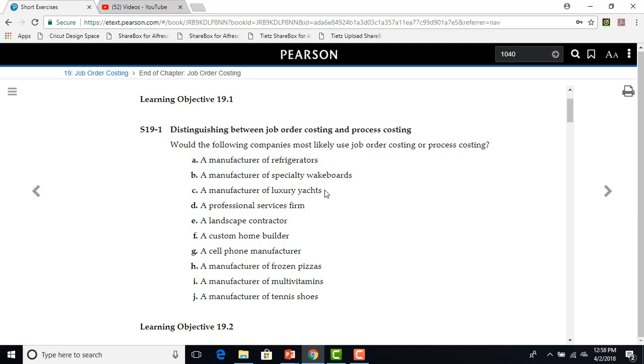All right, so I would think, hopefully, that a landscape contractor would be using a job order costing system to charge the customers the right amount. All right, letter F, a custom home builder. Again, one word, custom. Because this is a custom home builder, that means these homes are built to order rather than mass produced. So this custom home builder would be a job order costing system.